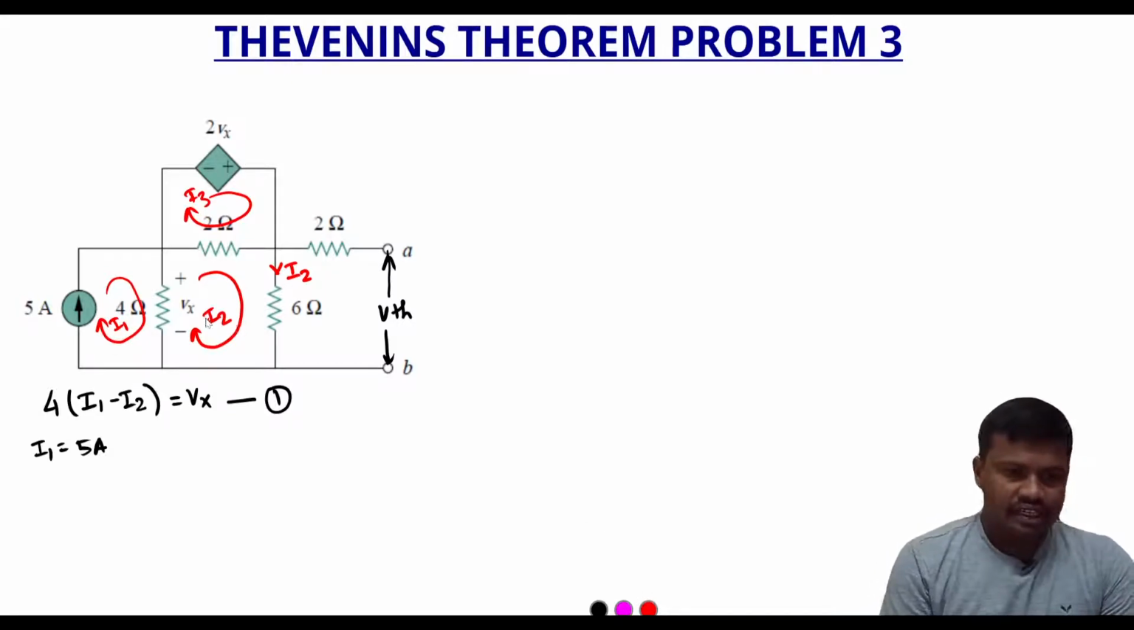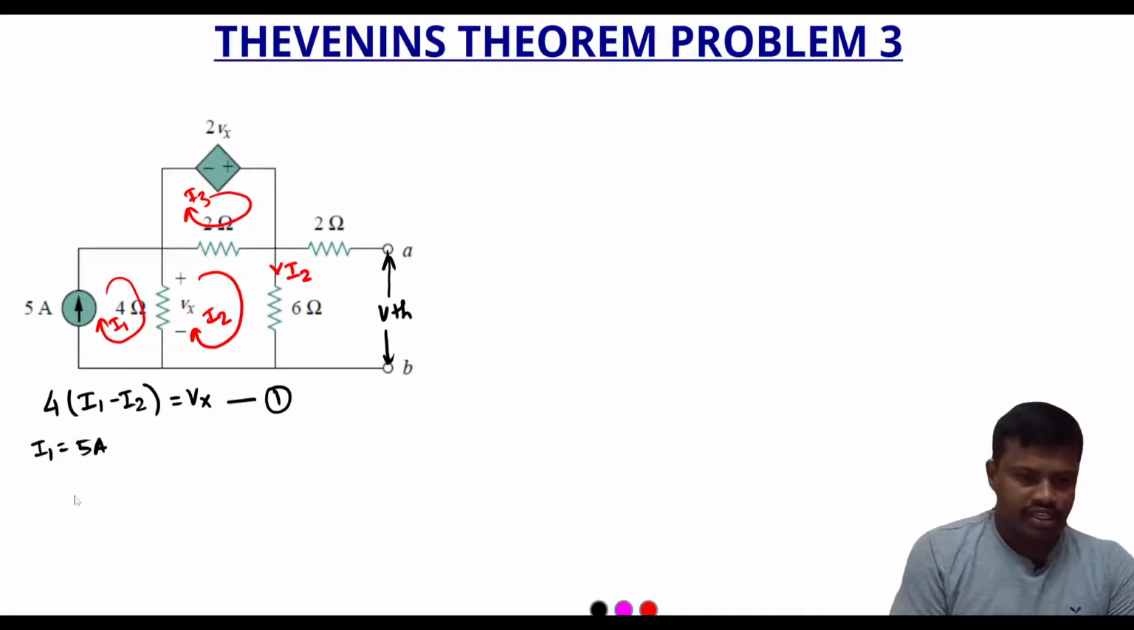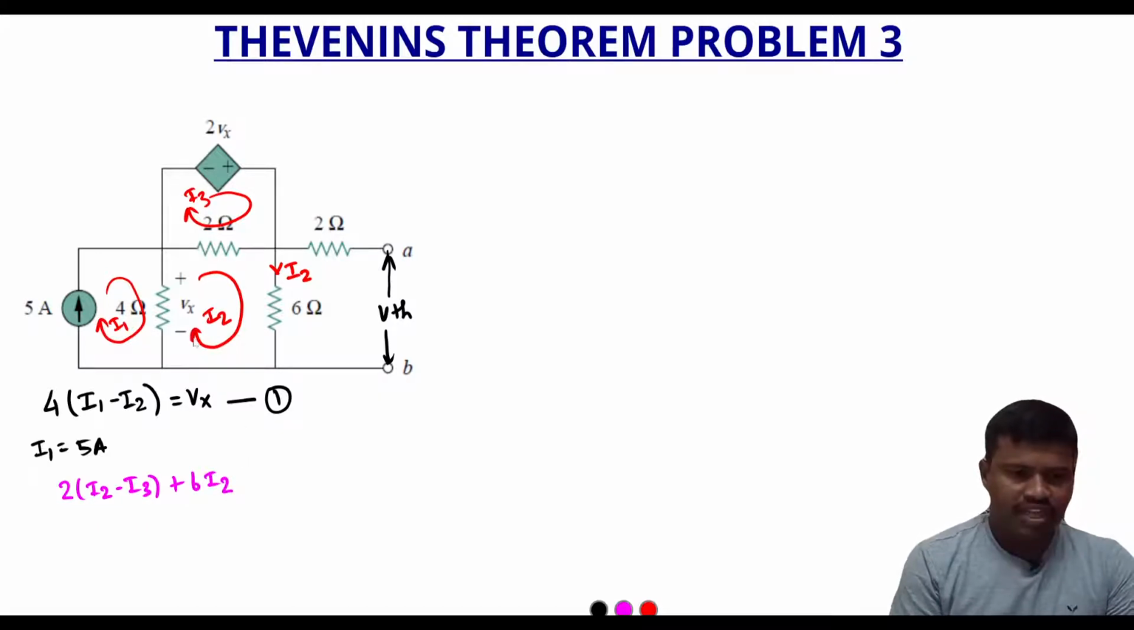Now we will apply KVL to the second loop and write the equation. The current flowing through the 2 ohm resistor involves I2 and I3, but both are opposite in direction. So we can write 2 into (I2 minus I3), and the current flowing through the 6 ohm resistor is I2, so we can write 6 into I2. The current flowing through the 4 ohm resistor involves I1 and I2, both opposite in direction, so we can write 4 into (I2 minus I1), which is equal to 0.